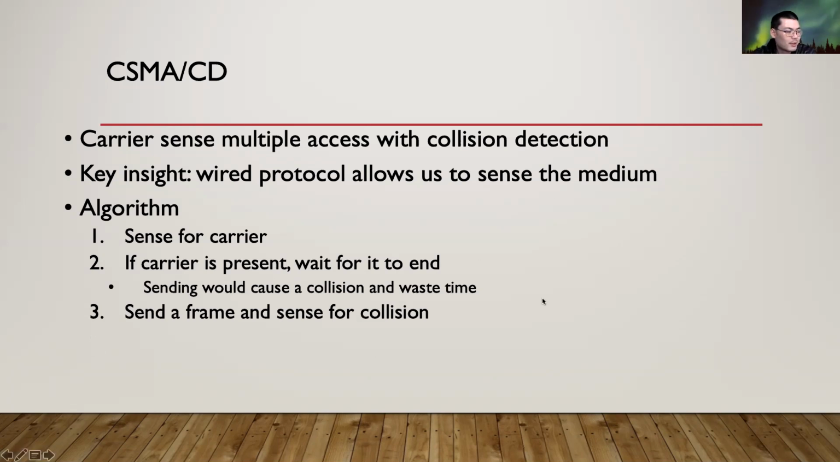Because you wait for it to end. Of course, if this is the if branch, else means that no one is talking, then you also send a frame. Okay, and then when you send, you can sense for collision. Let's say you send a 0 bit, but somehow when you sense it, you get a 1 bit, a high signal. Then there's some issue, right? Some other signal is also flying on the wire.